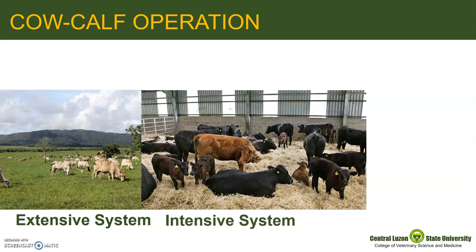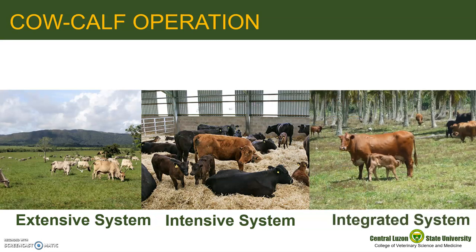In the intensive system, the animals are confined in their pens and fed on a cut-and-carry feeding system. The animals are not allowed to graze the whole time they are present in the farm. This system requires a good pasture area to ensure a regular and continuous supply of feeds.